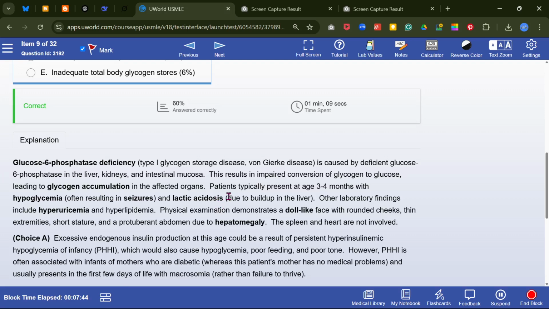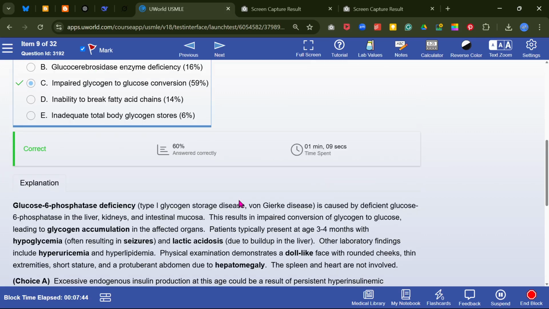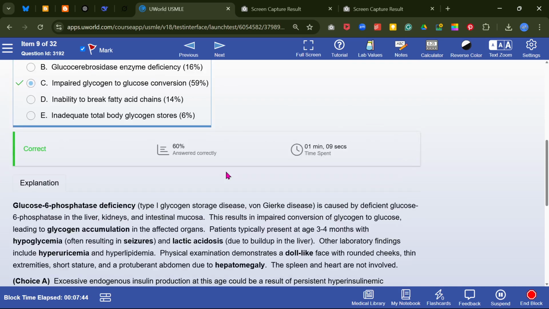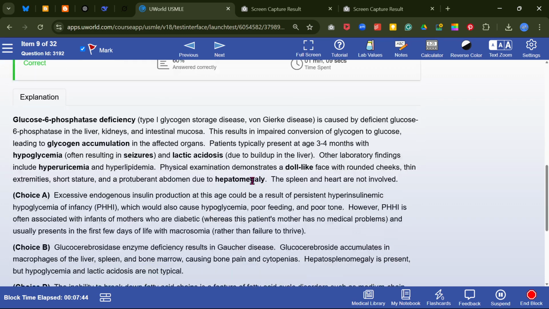Okay. This is the glucose 6 phosphatase deficiency. Type 1 glycogen storage disease or von Gierke disease is caused by deficiency of glucose 6 phosphatase in liver, kidney, and intestinal mucosa. This results in impaired conversion of glycogen to glucose, leading to glycogen accumulation in the affected organ. Patients typically present at 3 to 4 months with hypoglycemia and lactic acidosis.